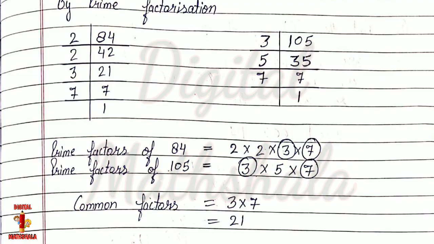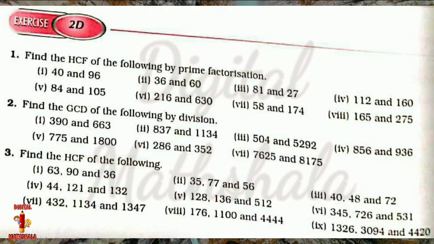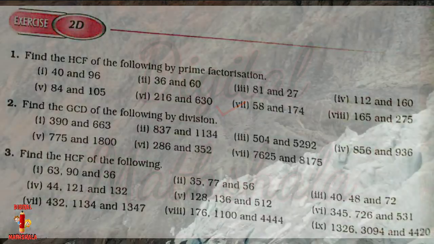Now we are moving to the next question, that is question number 1, 7th part. Here two numbers are given, 58 and 174, and we have to find out the HCF of the given numbers by the prime factorization. So let us look how we will do this.